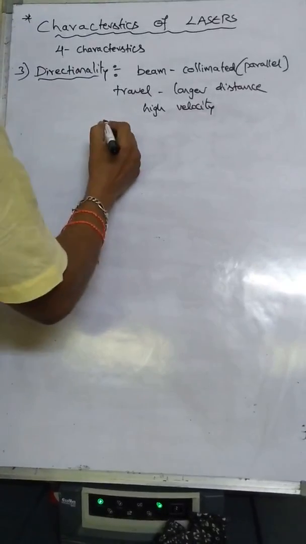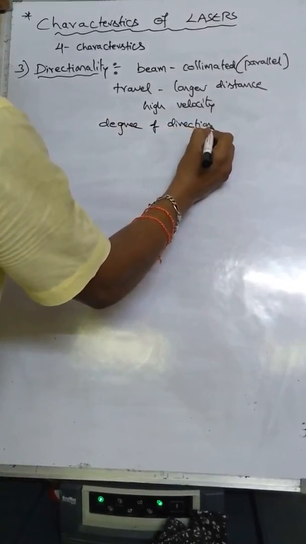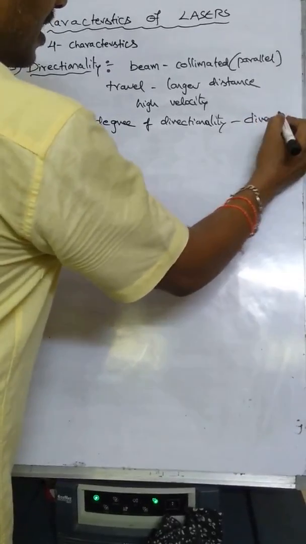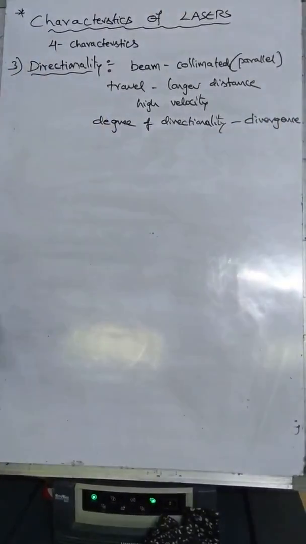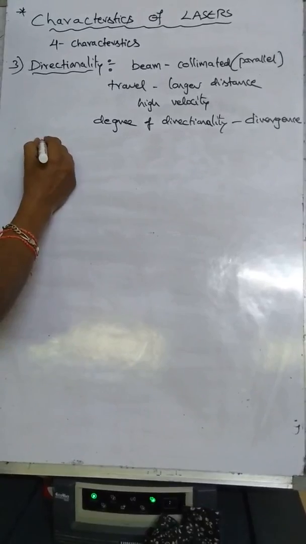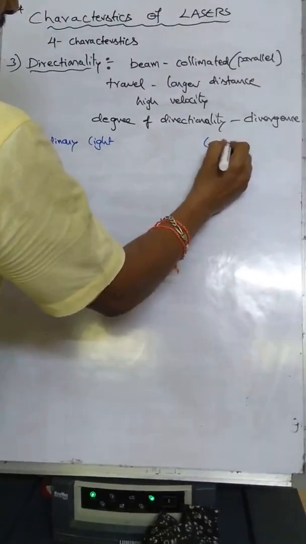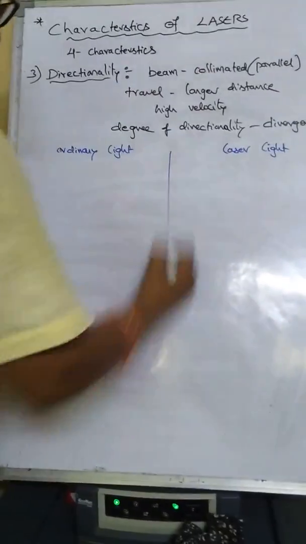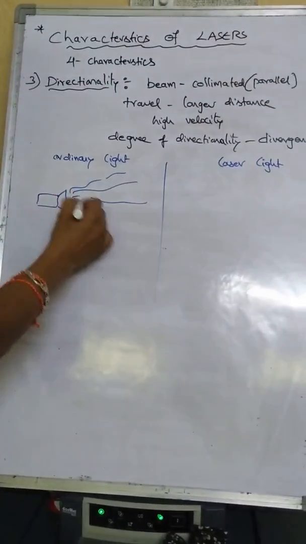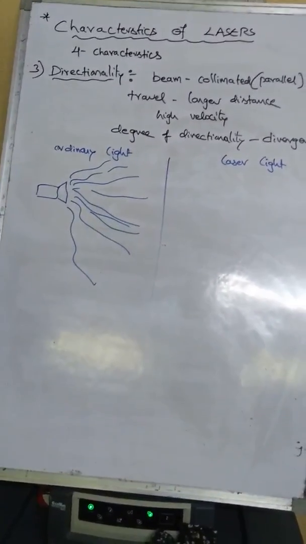The degree of directionality is decided by an important parameter called divergence. For the divergence diagram to be more clear, let us consider ordinary light and also a laser light. So what is ordinary light? Let us consider a torch light, where the light will be spreading, diverging in all directions like this. So the divergence is a very huge one.